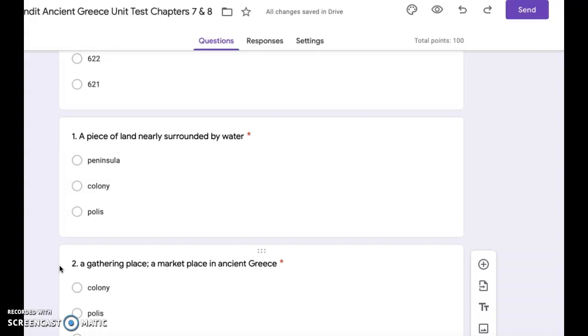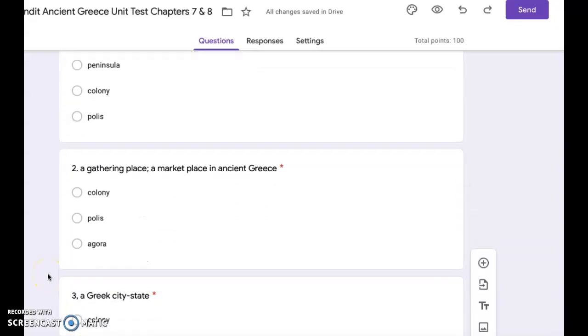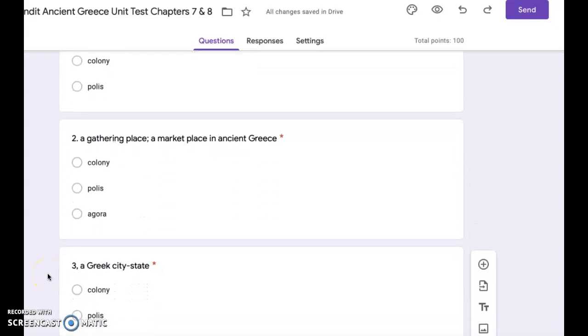Number 1. A piece of land nearly surrounded by water on 3 sides. Peninsula, colony, or polis. Number 2. A gathering place, a marketplace in ancient Greece. Colony, polis, or agora.